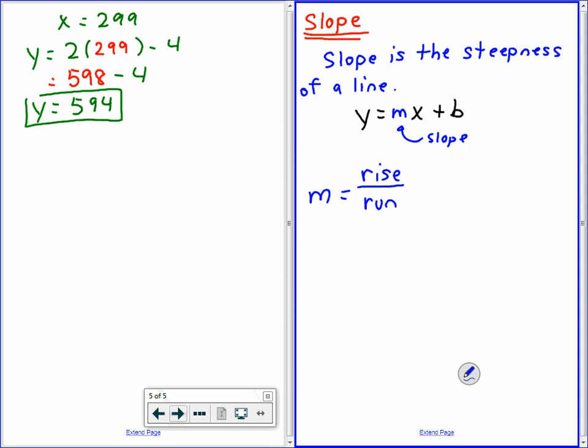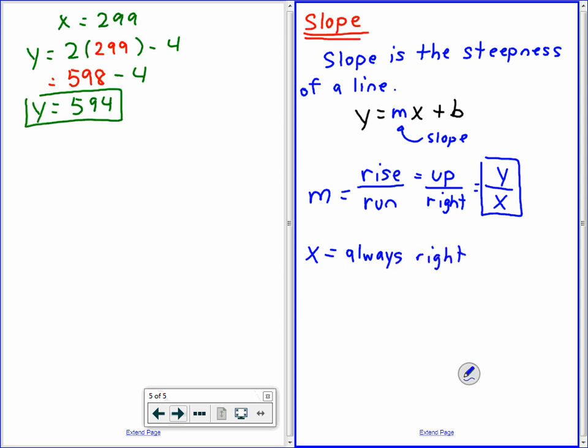Okay, so what does rise mean? It's going to be how much you're going up divided by how much you're going right. Now this is the trick, okay? When you're going up on your graph, is it going to be y or x? That's right, it's going to be y. A few hints here, okay, is that x is always going to the right. For y, up is positive, and down is negative.